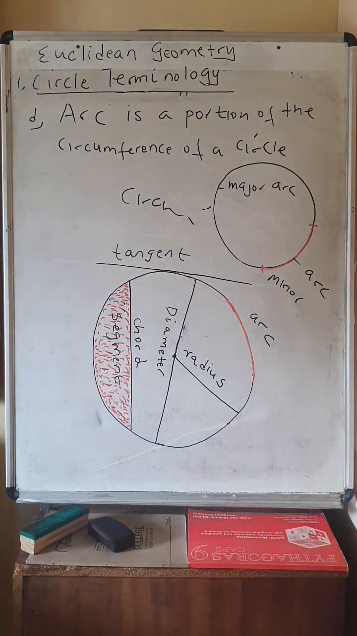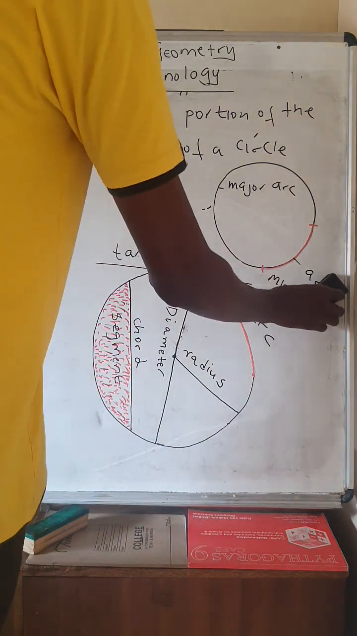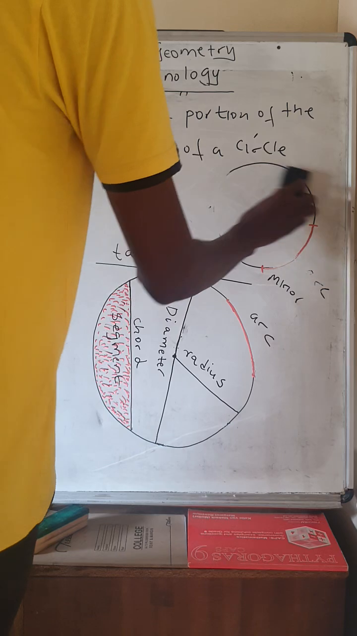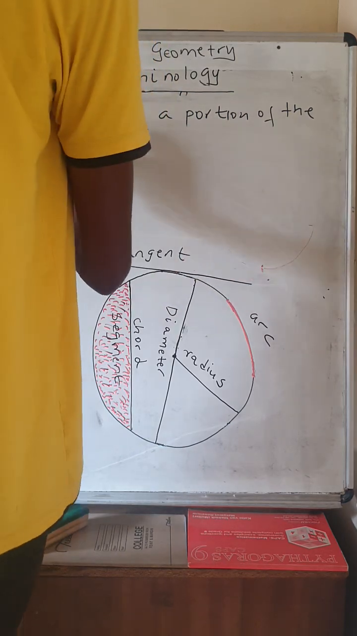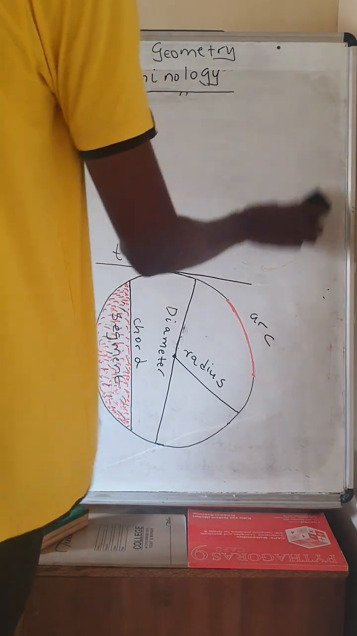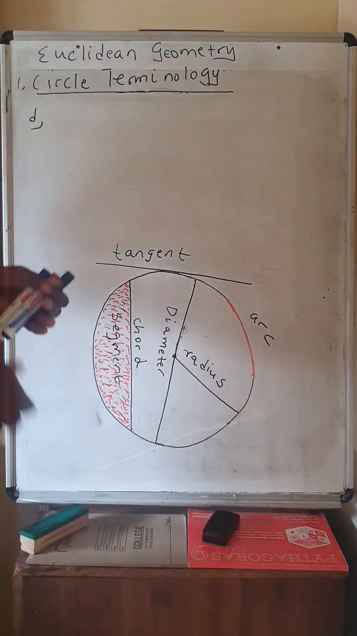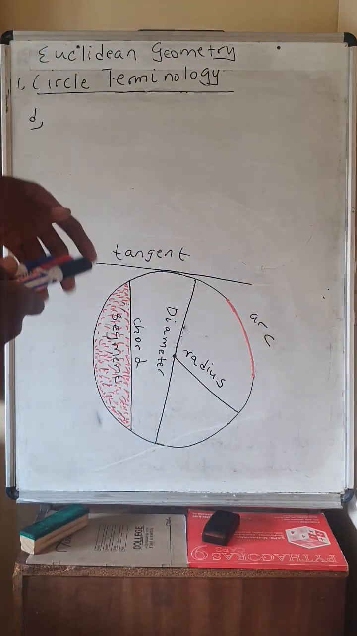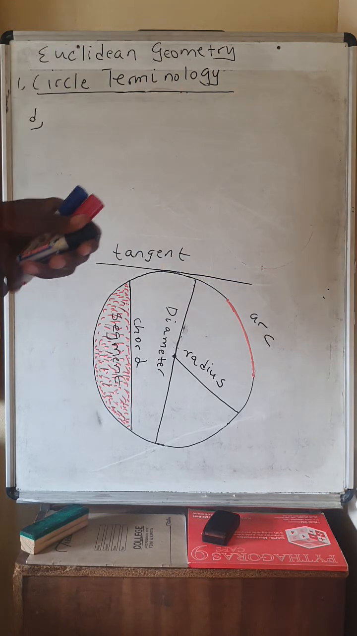So let us go to the next one. The next one becomes a segment. What is a segment? I spoke about a segment earlier, but I was talking about a line segment. There is a line segment, there is also a circle segment. So in this case, I'm going to talk about a circle segment. A segment of a circle.